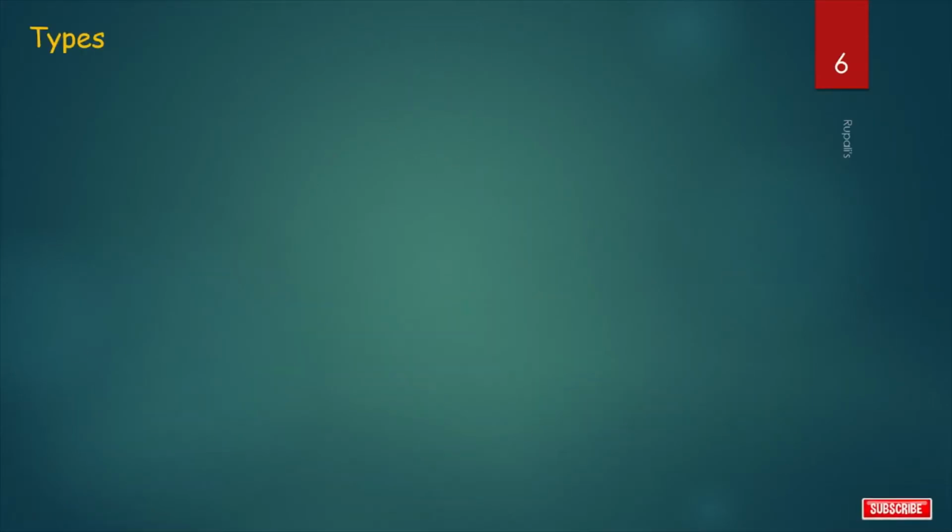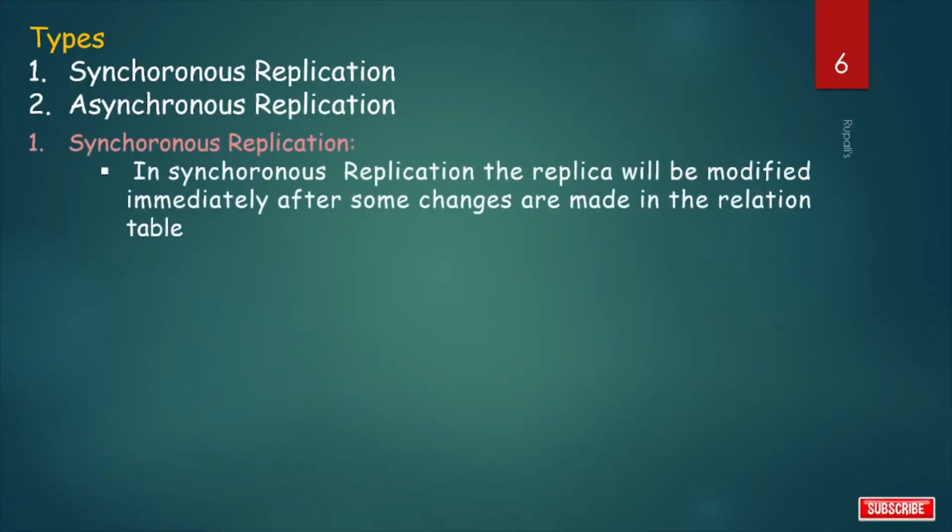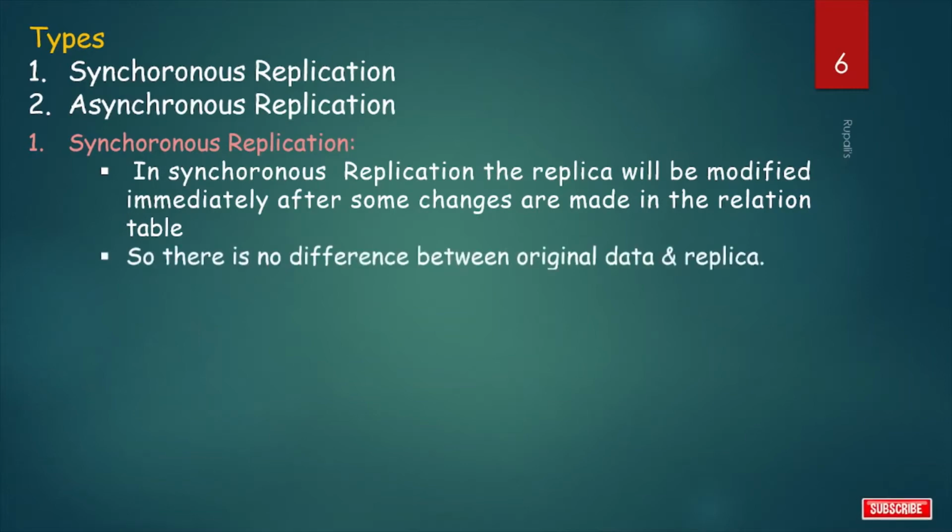Types of data replication. There are two types of data replication. One is synchronous replication, another is asynchronous replication. So what is synchronous replication? In synchronous replication, the replica is modified immediately after some changes are made in the relation table. So if some changes are made in the relation table, then immediately all replicas are modified. So there is no difference between the original data and the replica.